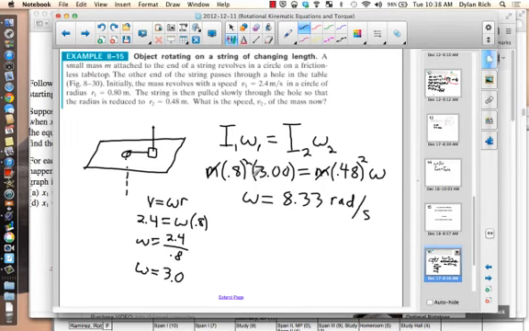I need to now translate that into velocity. What's the new speed of the object? Well, I can use this equation again. So v equals omega r. The velocity of the object is going to be 8.33 times the new radius, which is 0.4. What do I get for my velocity? You got the calculator. 4.0.